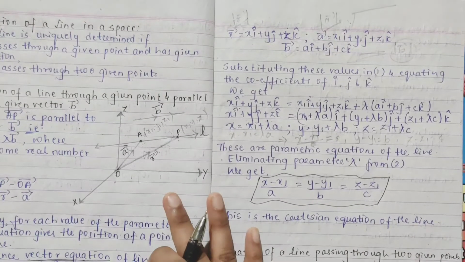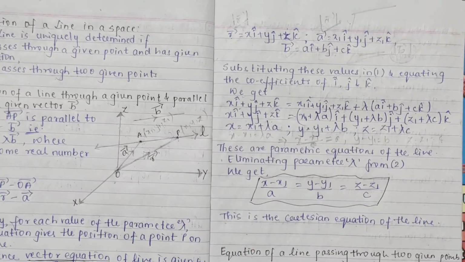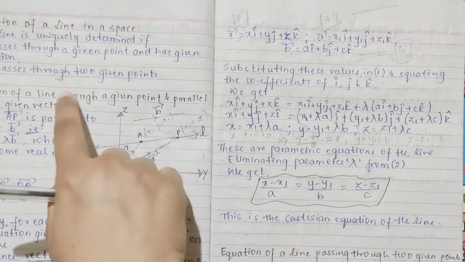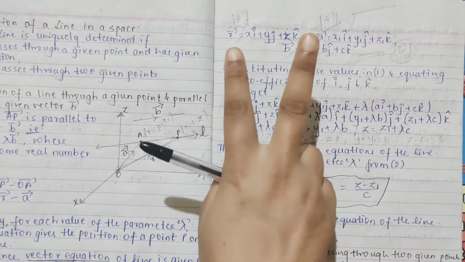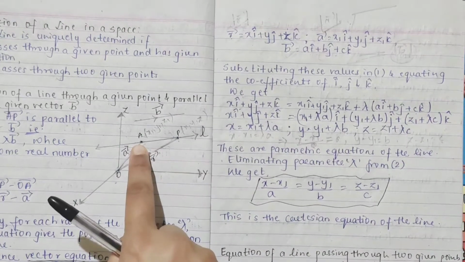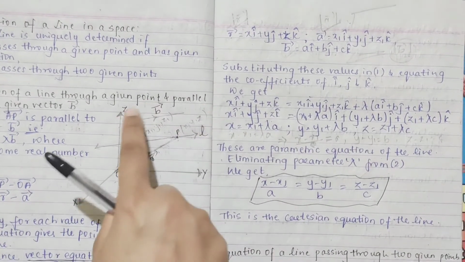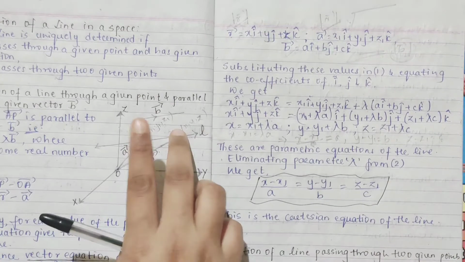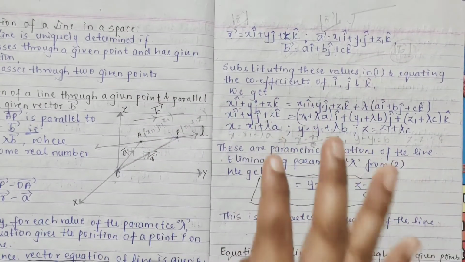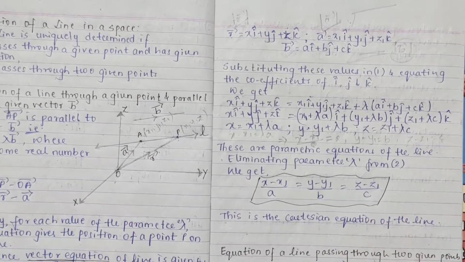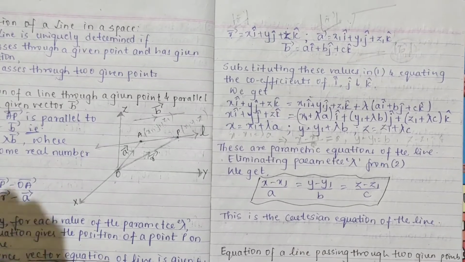I hope this is clear. In the same way, exactly, here they are telling it passes through two given points. Here you had just one given point and you had a direction, vector b. Now here they will give you 2 points, they have already given those points. So we will see that.